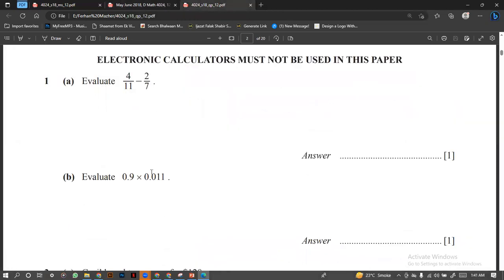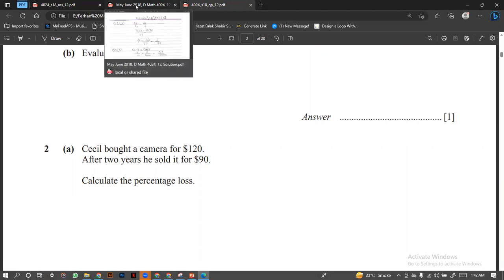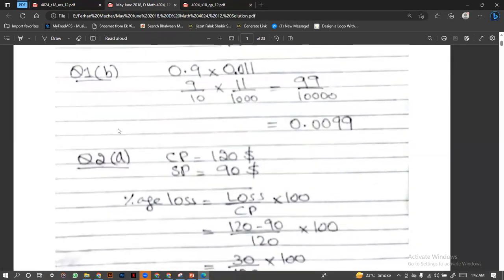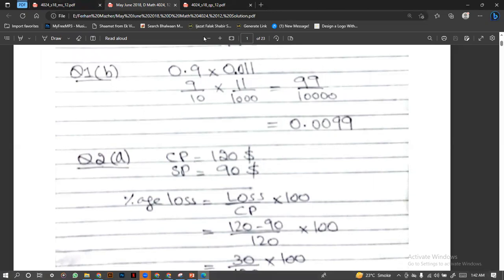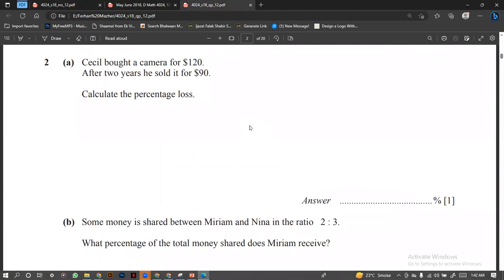This is the solution. Question number 1, it's B part. Evaluate 0.9 multiply 0.011. We will remove their decimals, and it will become 9 by 10 multiply 11 by 1000, and you multiply them. So you will have 99 by 10,000, and that will be 0.0099. We have moved the decimal 4 steps to the left. So 0.0099 is the right answer, sir.